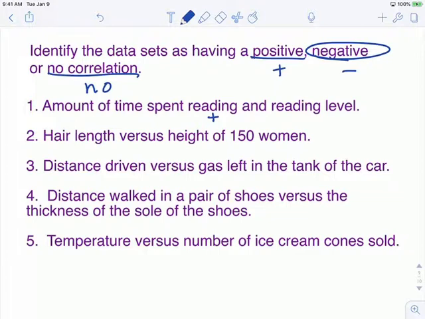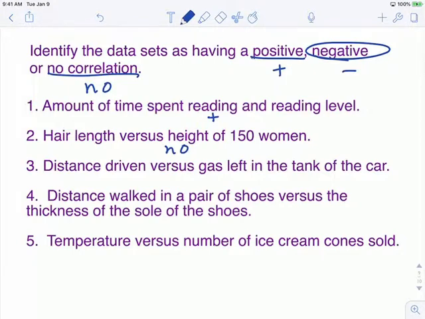Hair length versus height of 150 women. Well, I don't think there's any sort of relationship between being tall and having long hair, because there are lots of people who are tall who have short hair, and lots of people who are short who have long hair. So I'd say this is no correlation, or no relationship.